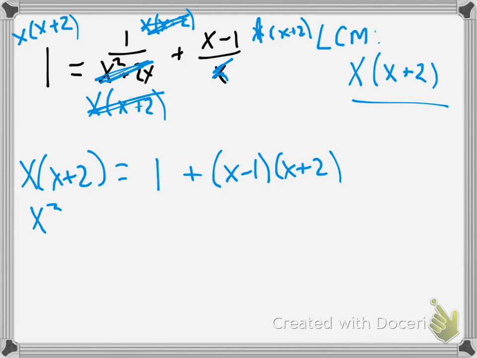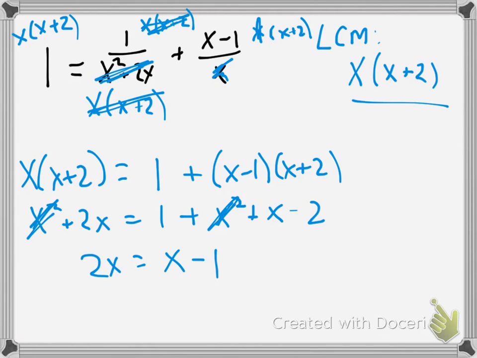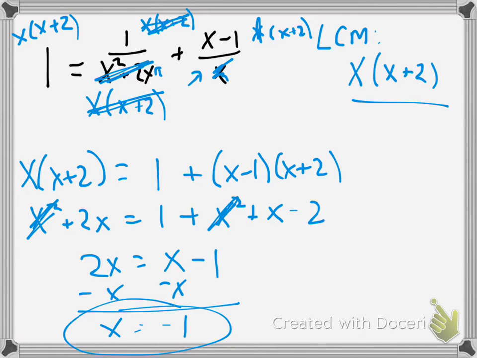We'll distribute. We get x squared plus 2x. We'll FOIL. We'll get x squared plus x minus 2. We can start to do some combining and canceling. Well, the x squareds cancel. The numbers on the right can combine, so I get x minus 1 equals 2x. I'll bring that x over. And I get x equals negative 1. Again, you just want to double check and make sure there's no issues with either of these denominators here and here becoming 0, and they're not. So I think negative 1 is the way to go.